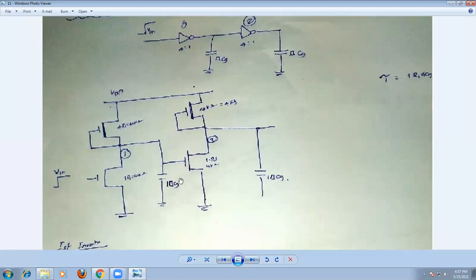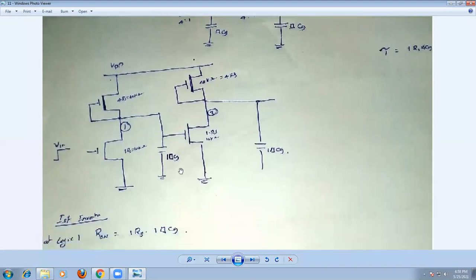Now the delay depends upon whether the transistors are on or off. Just observe that. Initially we are assuming that the signal is changing from low to high state. When the signal is high, this transistor is in the on condition. So whatever charge is present in the circuit will be discharged through this on resistance.